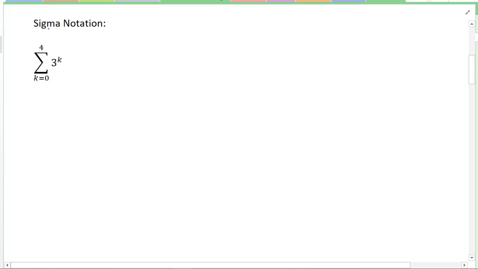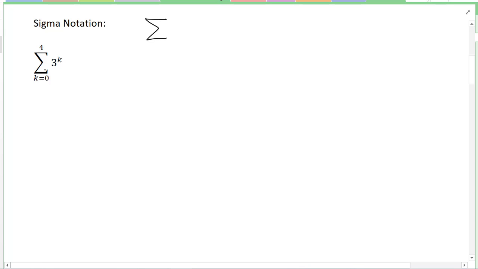Hey everyone, this is part 2 of our section 2.1 chapter, where we're going to talk about sigma notation. So it's a continuation of sequences and summation notation. So sigma notation. So sigma is this symbol.